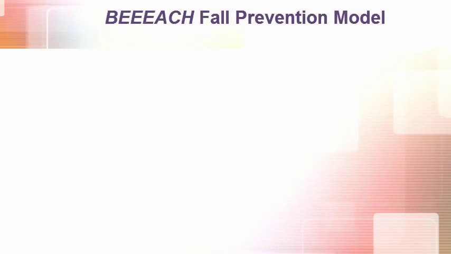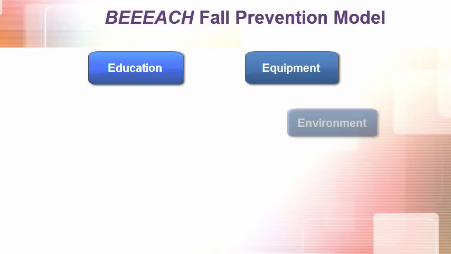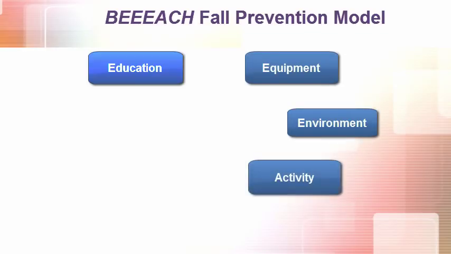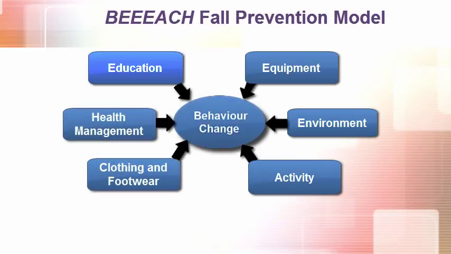The Canadian Fall Prevention Curriculum adopted what is known as the BEACH Fall Prevention Model, which identifies strategies to prevent falls. These include education, equipment, environment, activity, clothing and footwear, and health management. Behavior change is the common goal for all of these strategies. When older adults adopt these behaviors, they can greatly reduce their risk of falls.